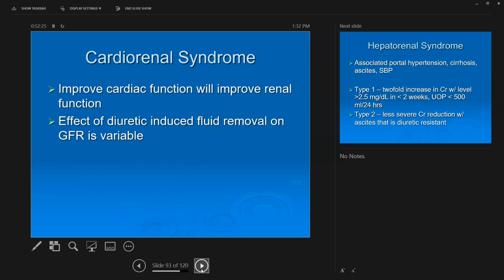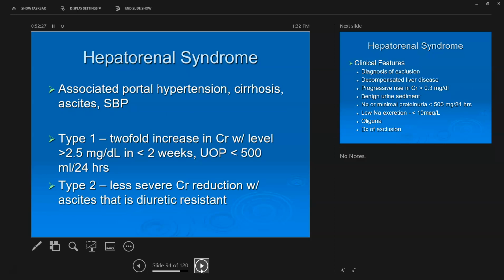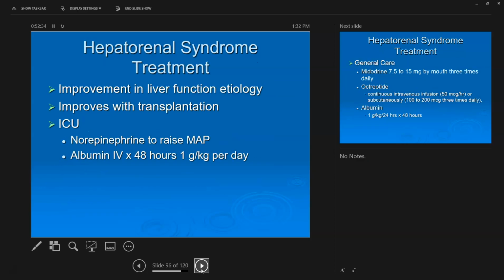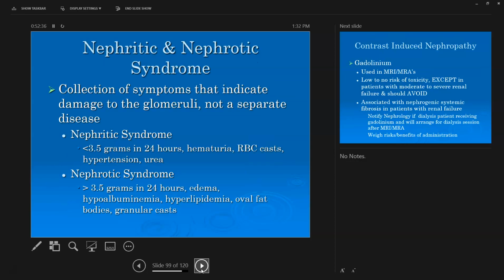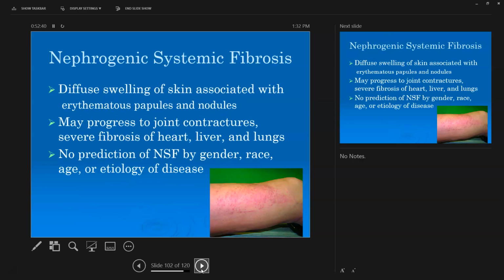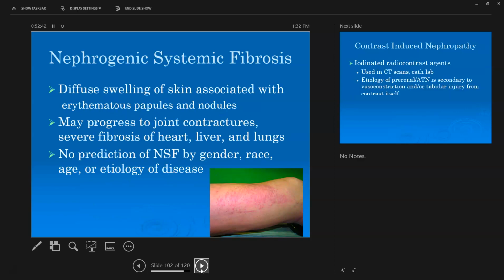And then I have other slides on here, again, more uncommon things: cardiorenal syndrome, hepatorenal syndrome, contrast-induced nephropathy. But if you guys can just remember those highlights of things that we talked about, you'll be good. Like I said, these are more uncommon things that you just don't see that often.